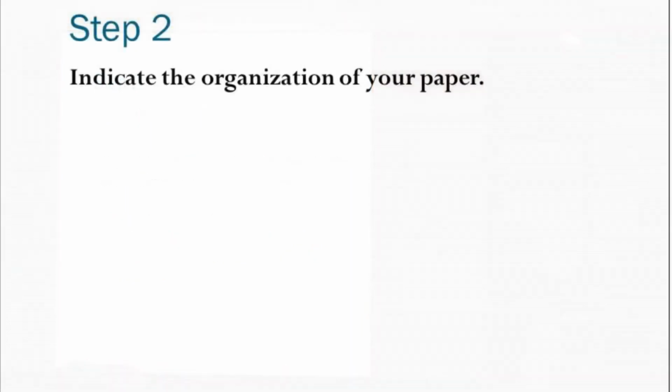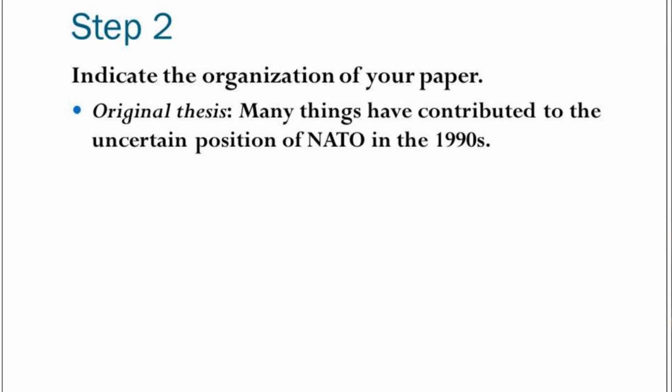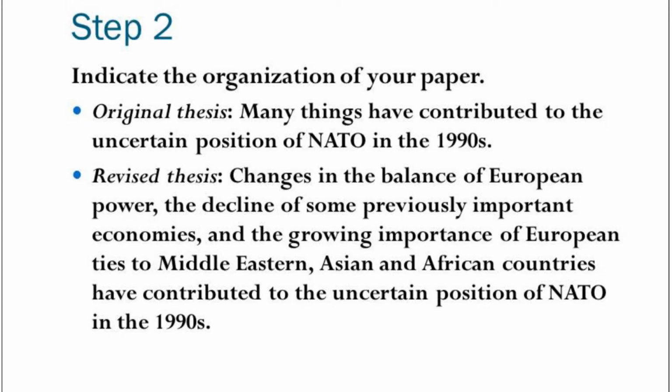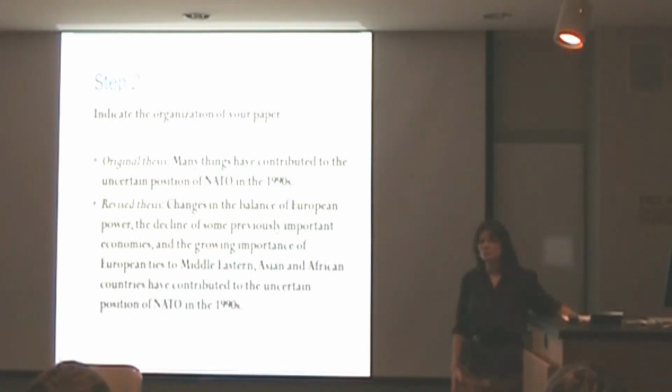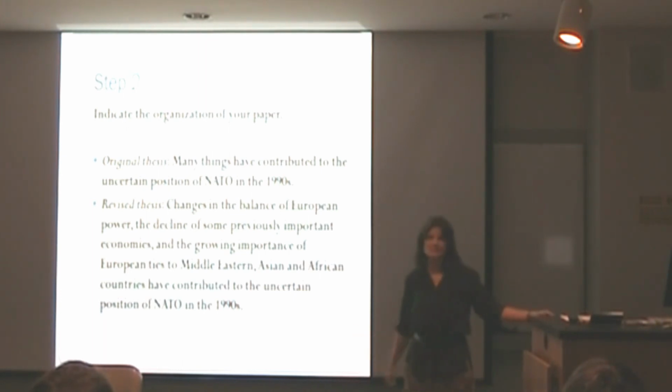Okay, indicate the organization of your paper. Many things have contributed to the uncertain position of NATO in the 90s. Changes in the balance of European power, the decline of some previously important economies, and the growing importance of European ties to Middle Eastern, Asian, and African have contributed to the uncertain position of NATO in the 1990s. How many people would find it awkward to write a sentence like this? It is. Okay, it's a lengthy sentence, but it is not a run-on. And I'll tell you why. If you look at the organization of it, all it says is A, B, and C contribute to D. That's the structure.